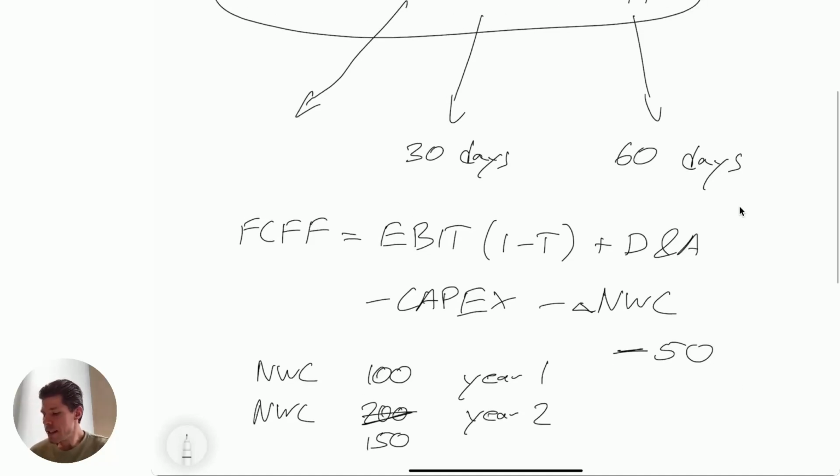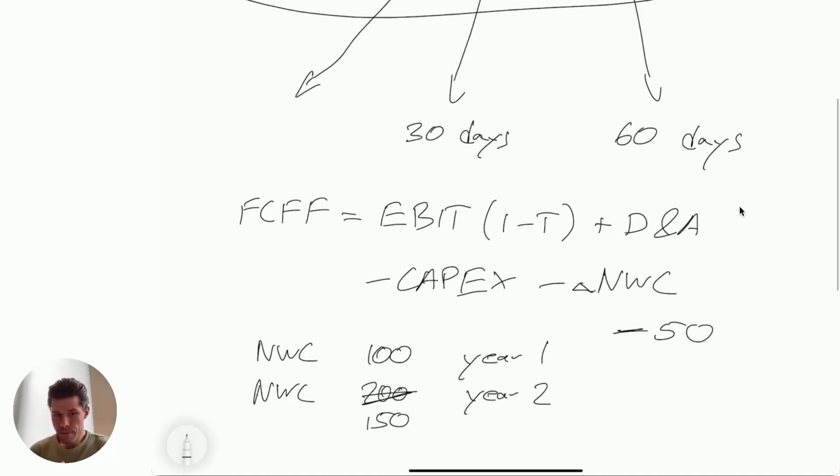And what it means is that compared to the previous year, more money is tied up in your business. You need $50 more to run your business, which means your free cash flow to the firm is reduced by 50. Less cash flow is available to be paid out to debt holders and shareholders because it's tied up in your working capital.